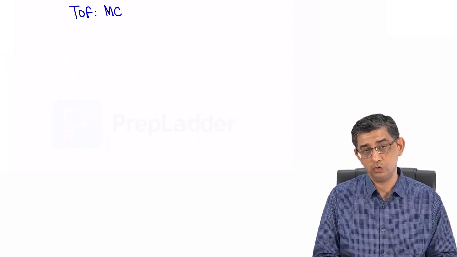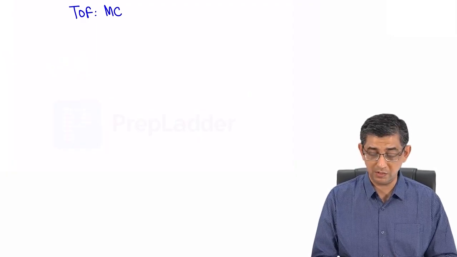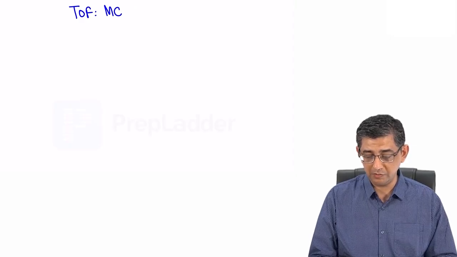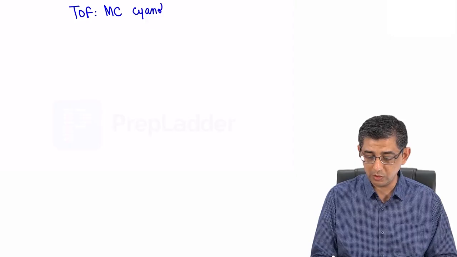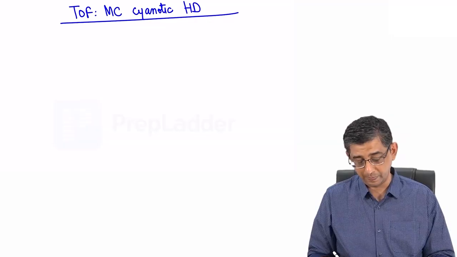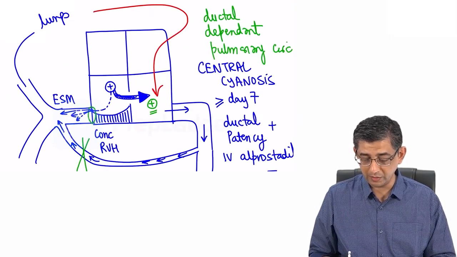Tetralogy of Fallot is the usual cyanotic heart disease which is asked. Examiners love to ask it. So I'm just going to highlight the salient important features once again. This is overall the most common cyanotic heart disease. Now the cyanosis will not occur on day 0. I have already explained that to you because of ductal patency.